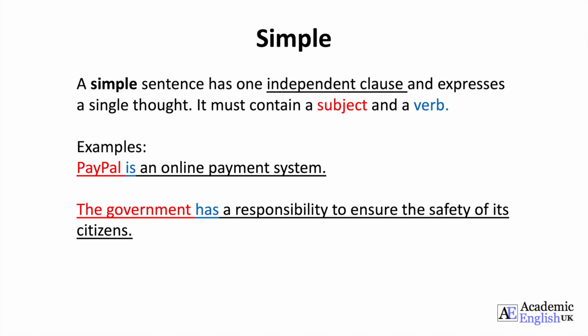PayPal is an online payment system. The government has a responsibility to ensure the safety of its citizens. One really important thing to remember is that the subject and the verb must agree. In the two examples, PayPal and the government are organisations, so they both follow the rules for third person, so the pronoun it in this case.